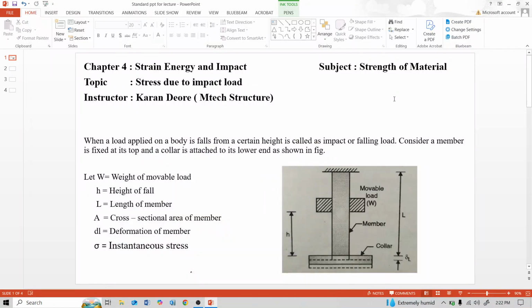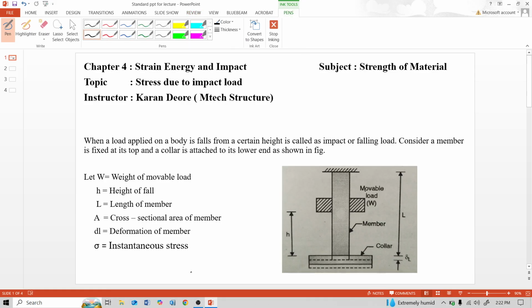Today in this video lecture, we will see stress due to impact load. When a load applied on a body falls from a certain height, it is called an impact or falling load. This is the W load. This W load falls from this height H onto this collar.